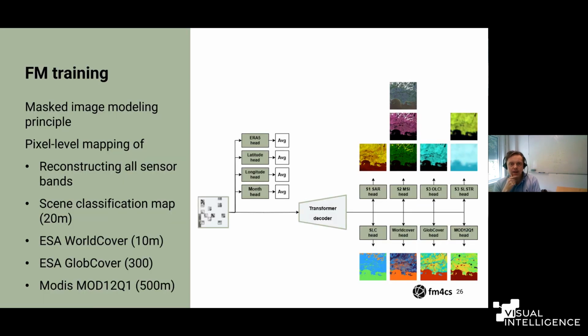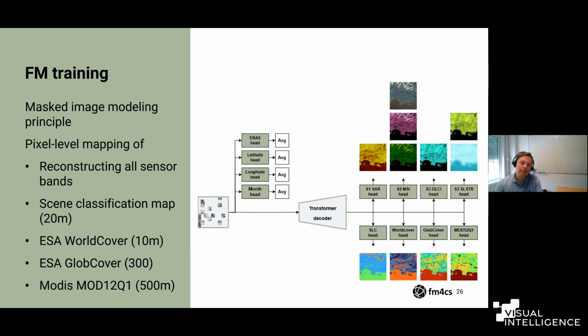During training, the main principle is masked image modeling, or masked autoencoder. At pixel level, we reconstruct all sensor bands, because we have masked out 75% of them. That is one task. The other task, in addition, is classification of a scene classification map that is attached to the Sentinel-2 product. Mostly that includes clouds and cloud shadows. That is very important for us to mask out or know what is there.